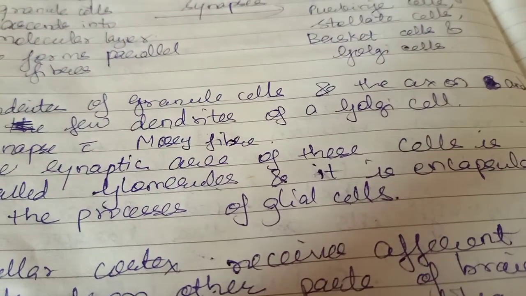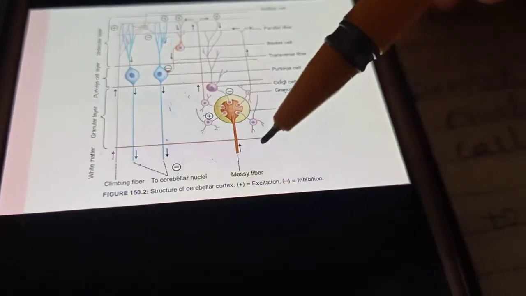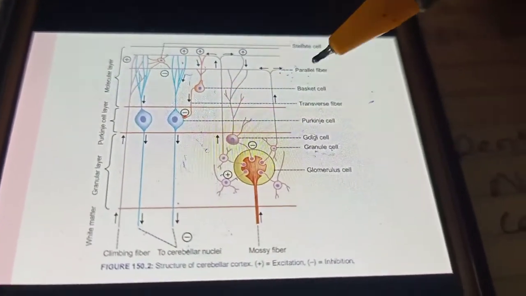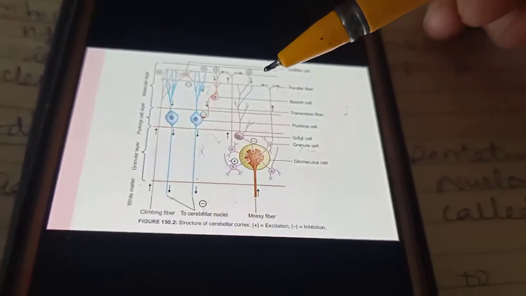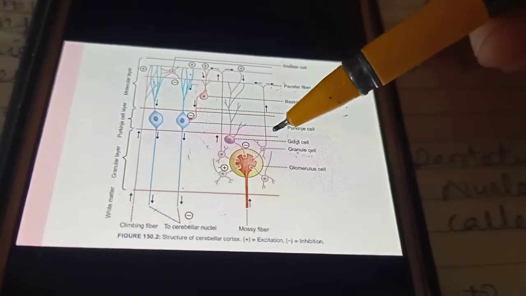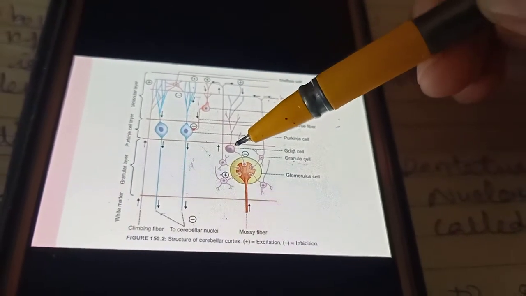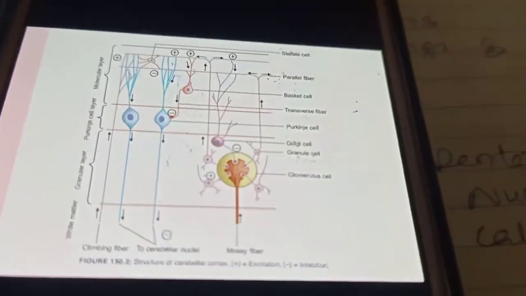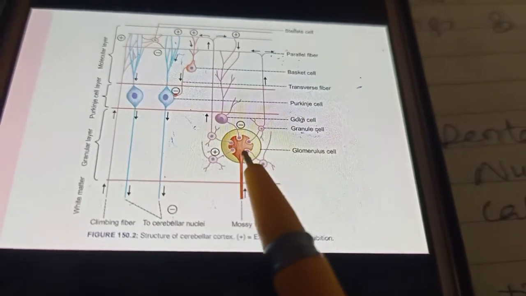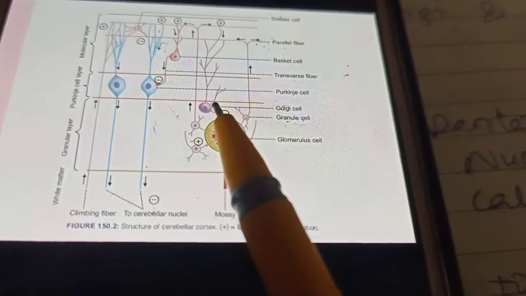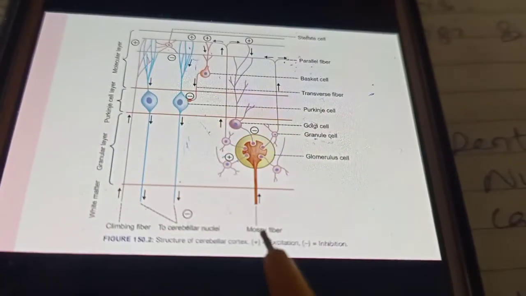This is the important function. The dendrites of the granule cells and the axon and a few dendrites of the Golgi cells synapse with the mossy fibers. You can see the mossy fibers here. So the dendrites of the granule cells, and the axon and few dendrites of the Golgi cells, synapse with the mossy fiber.